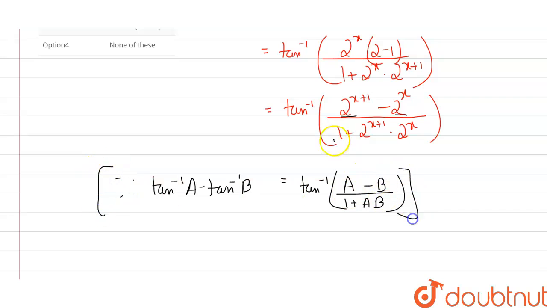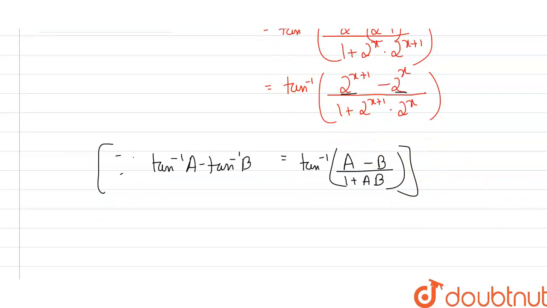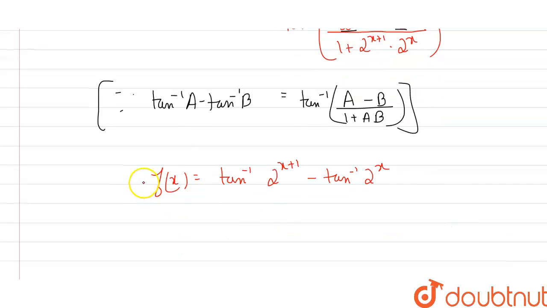So in that case, this function can be written further as tan inverse of a minus b. So I can write here that my updated f(x) will be tan inverse of 2 to the power of x plus 1, minus tan inverse of 2 to the power of x. Okay, so basically now this is my updated value of the function f(x).